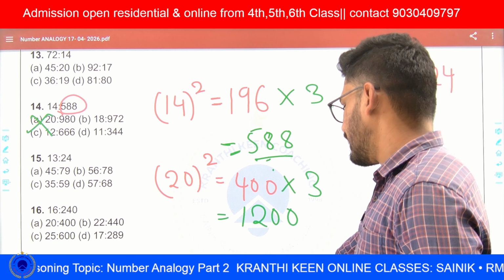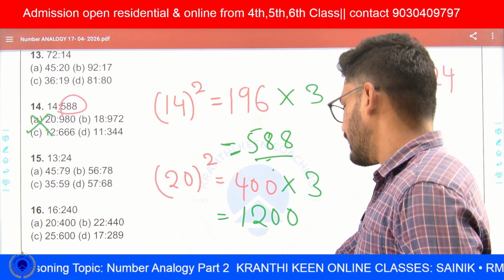Okay, let's see another, the first option, A, 20, 400. 20 square is 400, so it won't be possible. If I subtract 20, then it will become 380, so it won't be possible. Okay, and the next, option B, again 22 square. 22 square is 484. 484 minus 22, then how much will it become? 462. So it is also not our answer. These two are not our answer.